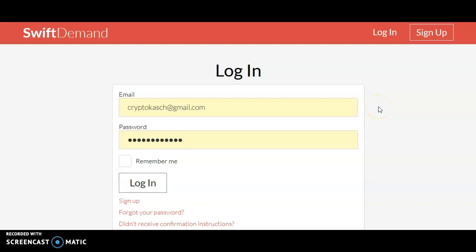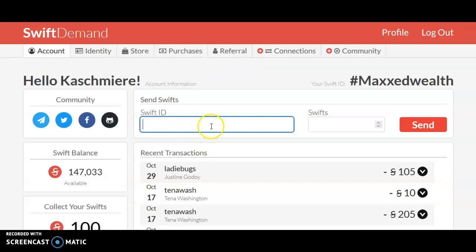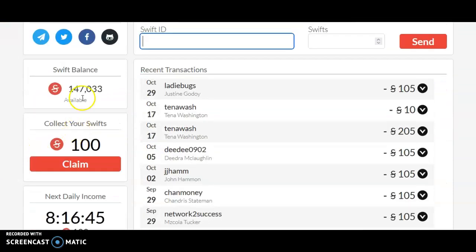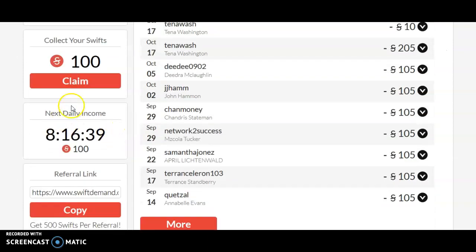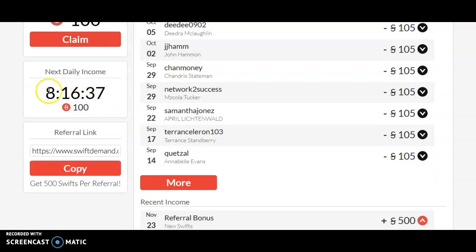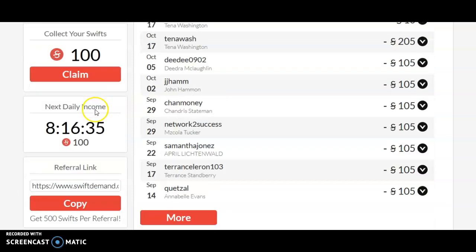So this is my account. I'm going to show you what it is I'm doing to stack in this Bitcoin. Now, these tokens are coming over to us in our free community. This is our community, guys, which is Swift Demand. So I'm going to log in. This is my login right here. Come on, guys. All right. So right now, you see I have 147,000 coins. It's telling me right now to claim my 100 from yesterday. I didn't claim it yesterday. There it is today. And it tells me in 8 hours and 16 minutes, I'm going to get another.